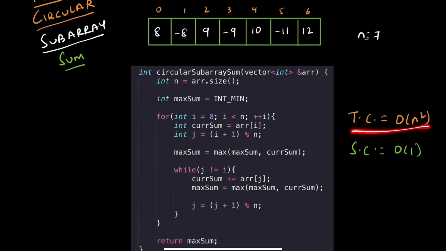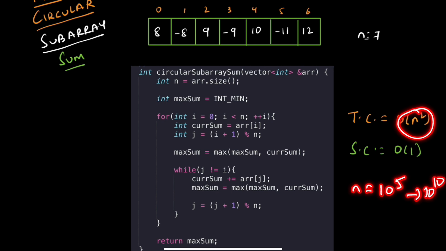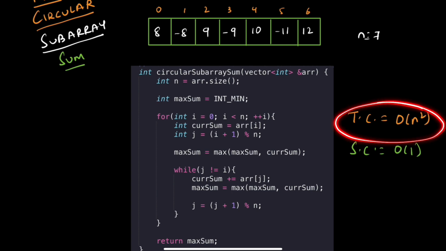Now will this code pass? No, because the n value given is 10 to the power of 5. So for n square, it becomes 10 to the power of 10. But a compiler can only execute 10 to the power of 8 instructions per second, right? So here we need to optimize our time complexity. So let's see how we can optimize our time complexity.